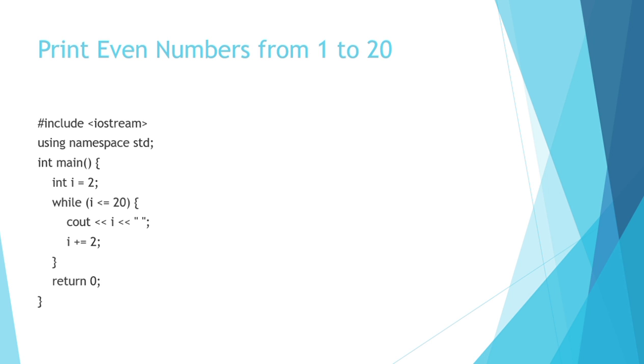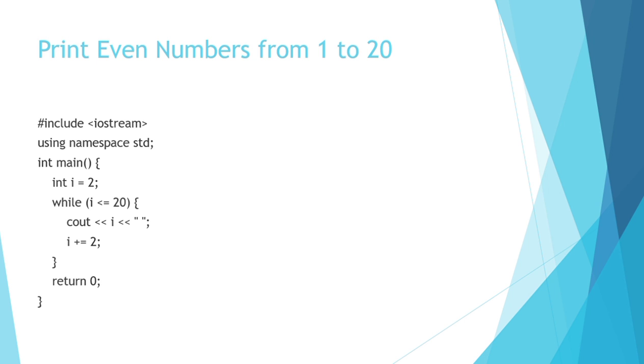The program will begin printing even numbers starting from 2. While i is less than or equal to 20: this is the condition for the while loop. The loop will continue running as long as the value of i is less than or equal to 20. The key point to note is that this condition is checked before each iteration. If the condition evaluates to true, the body of the loop will execute. If it's false, the loop will stop.